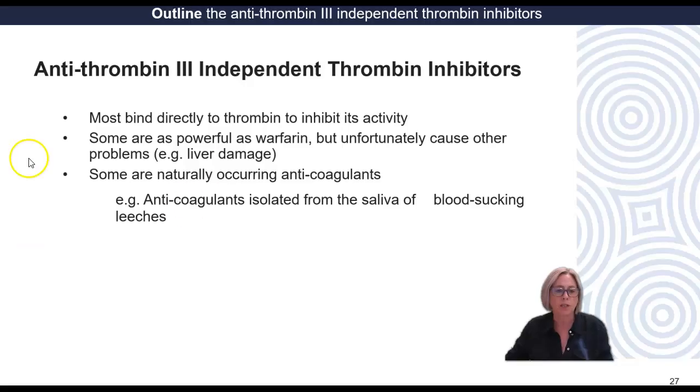But back to these ones here. Some are naturally occurring anticoagulants, for example, isolated from the saliva of blood-sucking leeches and then synthetically made in the lab to provide this antithrombin 3 independent thrombin inhibition. And because of all of the issues that occur with warfarin, there's lots of research into these classes of drugs to try to find a drug that can take the place of warfarin.